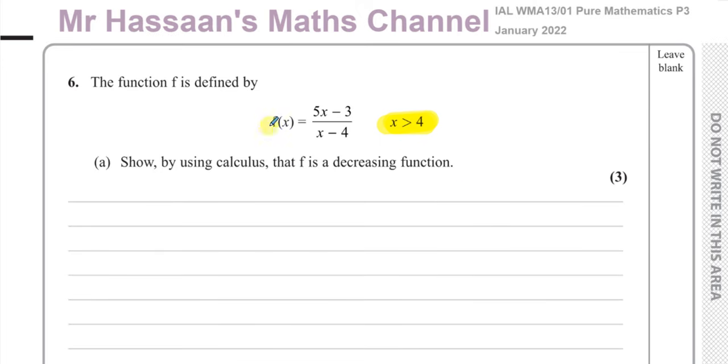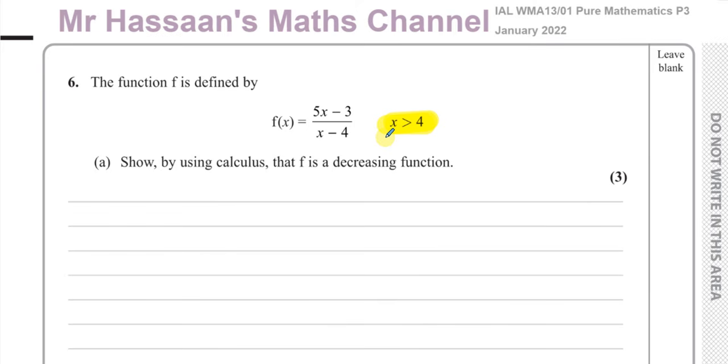This is the domain of this function, meaning this function only exists when x is greater than 4. There are no values of x that can be less than 4 for this particular function, because that's how they defined it. So that affects many things, especially later on.